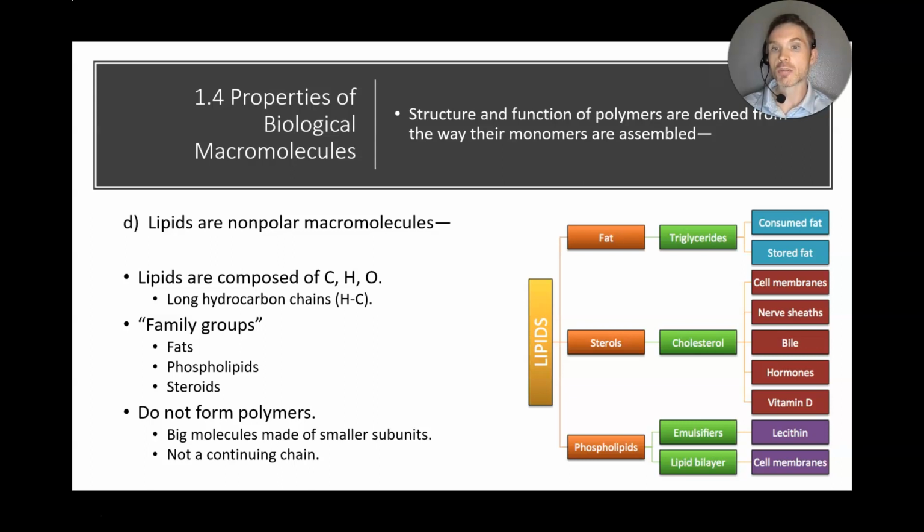Lipids are composed of carbon, hydrogen, and oxygen. In fact, these are long hydrocarbon chains. Within the family, there are fats, phospholipids, and steroids. Now, uniquely, lipids don't actually form polymers. However, these are big molecules made of smaller subunits. However, these subunits are not a continuous chain, such as the other three that we just discussed.